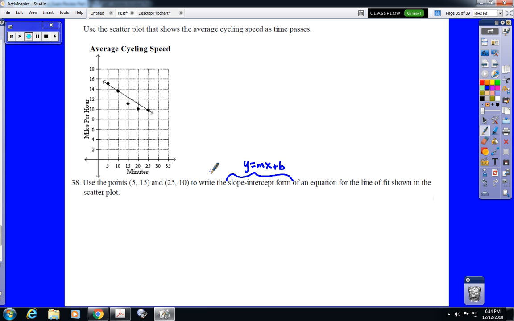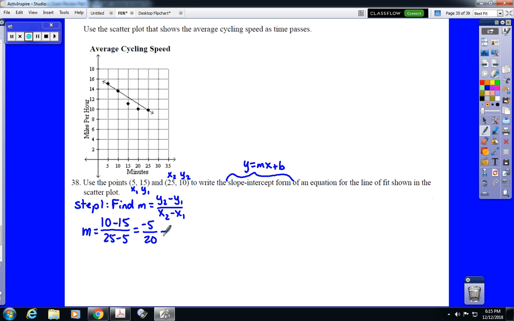So our first step is to find the slope. Step 1 is to find the slope, which we're going to use y2 minus y1 over x2 minus x1 to do that. There's a whole bunch of examples of these earlier in the notes, so I would hope that we remember that x1, y1 is our first point and x2, y2 is our second point. So the slope here would be 10 minus 15 over 25 minus 5, which would be negative 5 over 20, or negative 1/4. So there's your slope. We do need that.